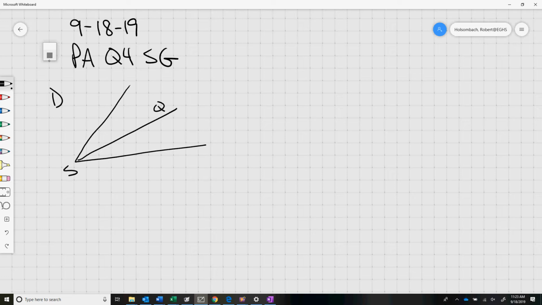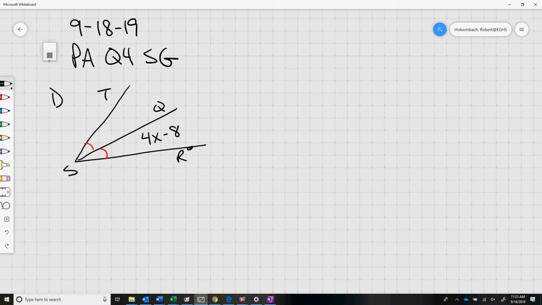SQ bisects RST. So if it bisects, it creates two congruent angles. You are told that the measure of RSQ is 4x minus 8. Write an expression for angle RST.